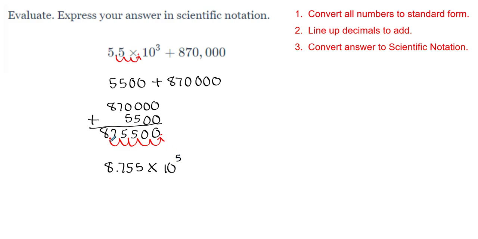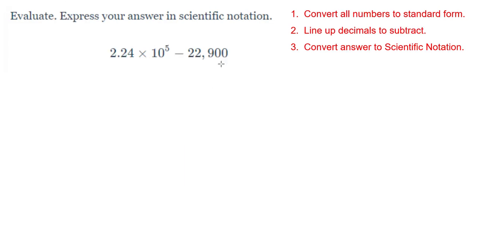I'm just going to double check it. We moved it once, twice, 3 times, 4 times, 5 times. Yep, there you have it. And obviously, box your final answer. And then obviously, 875,500 is going to have a positive exponent. It's a big number. All right, next question.